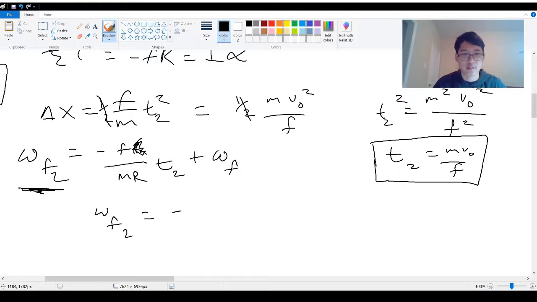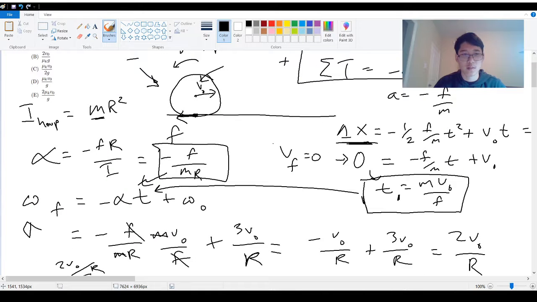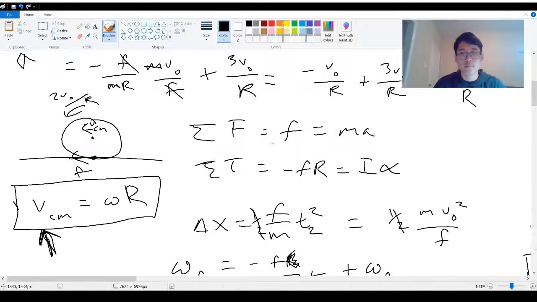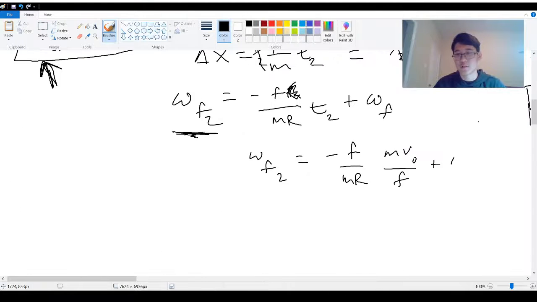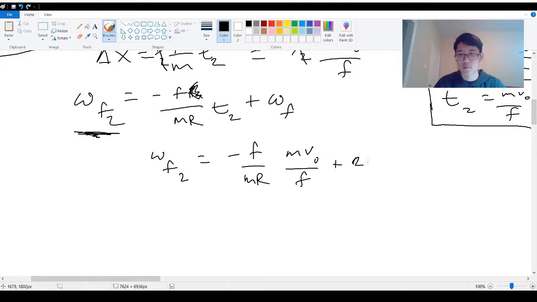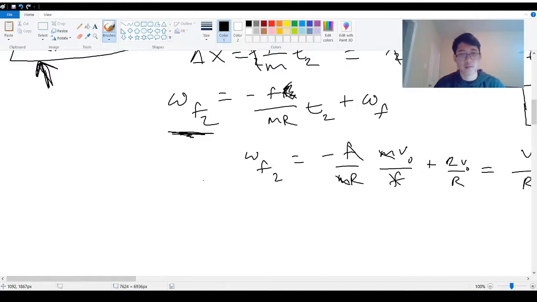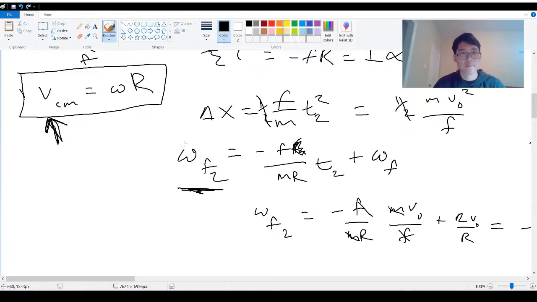So let's first see what the actual final angular velocity is by the time that it reaches the original position again. So this is negative f over mr, and then plugging this into T2, m v naught over f, plus omega final, which we calculated above to be 2 v naught over r. Okay, so this cancels out. So again, it loses another v naught over r, so then it gets 2 v naught over r minus v naught over r is equal to v naught over r. So this is the final angular velocity.